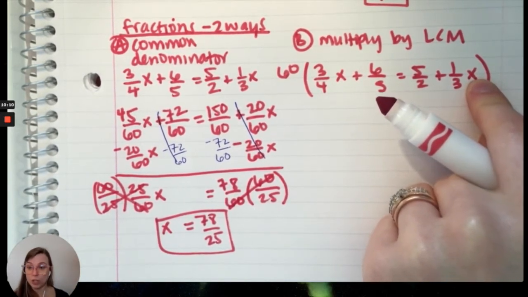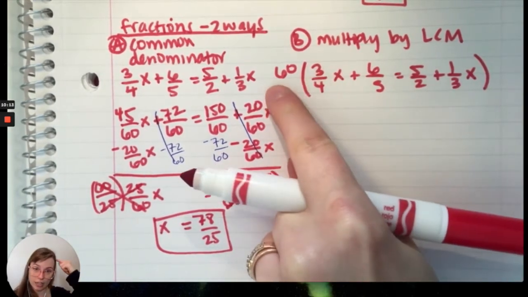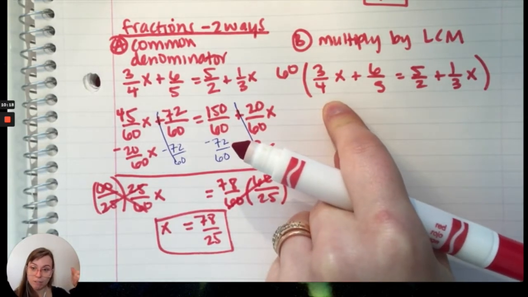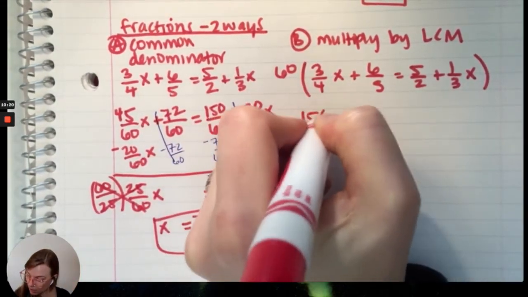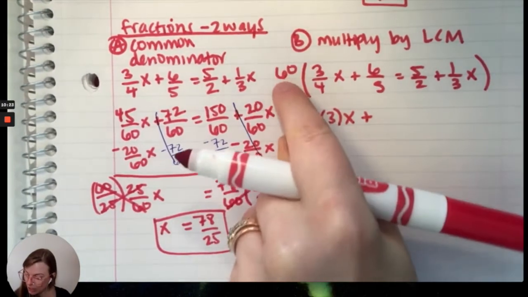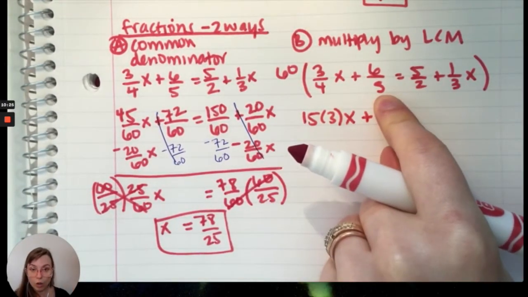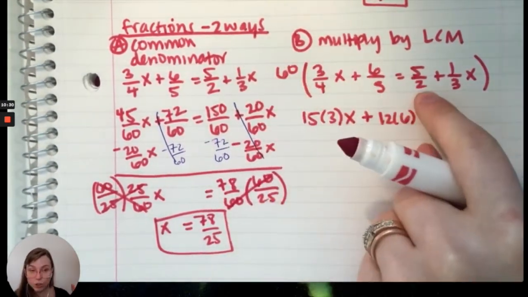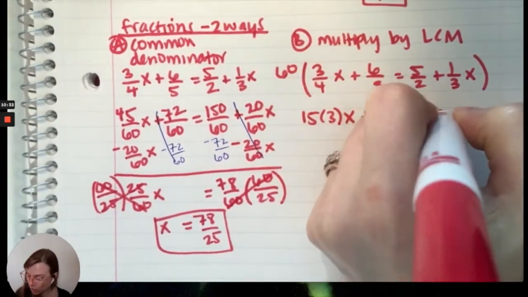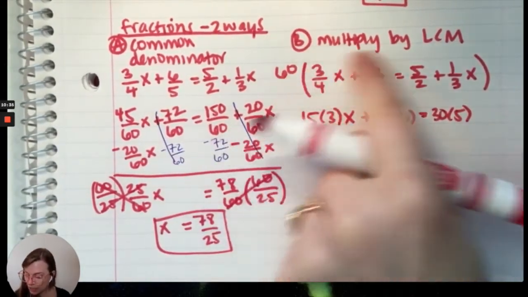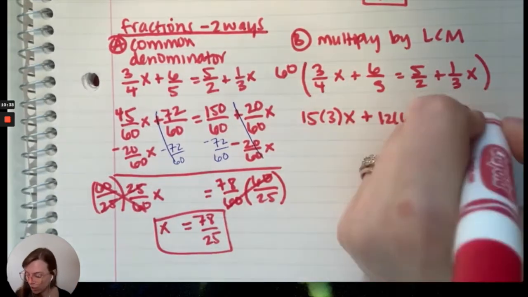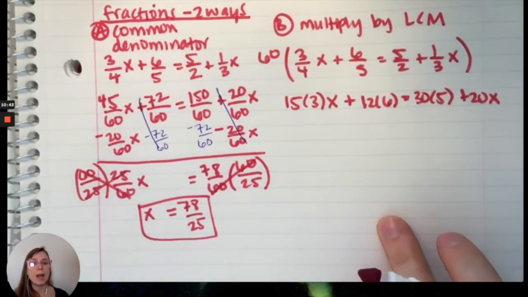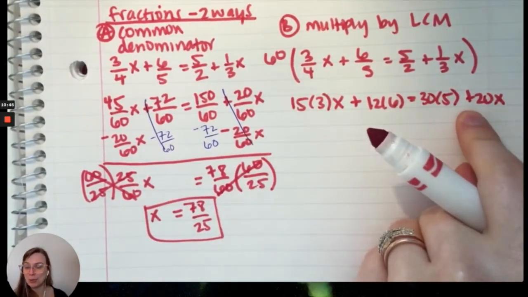So if I was going to do this, I would be thinking, okay, 60 on top. What's 60 divided by 4? 15. So I'm going to have 15 multiplied by 3 with an x. 60 divided by 5, 12. 12 times 6. 60 divided by 2 is 30. I'm going to have 30 multiplied by 5. 60 divided by 3 is 20. 20, and I'm going to drop the 1 because I don't need that 1. 1s are invisible.